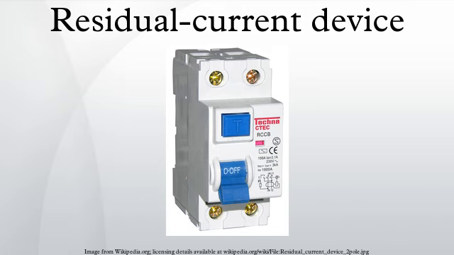S or T for RCDs with a short time delay: minimum break time, 130 milliseconds for 1 IΔn, 60 milliseconds for 2 IΔn, and 50 milliseconds for 5 IΔn; maximum break time, 500 milliseconds for 1 IΔn, 200 milliseconds for 2 IΔn, and 150 milliseconds for 5 IΔn.